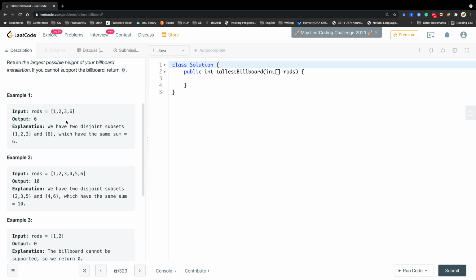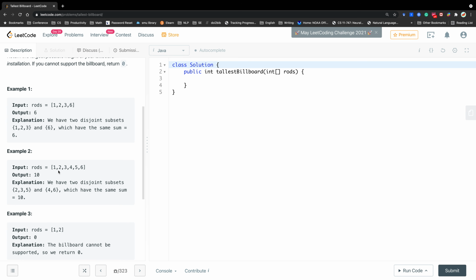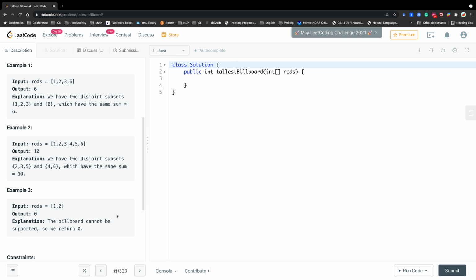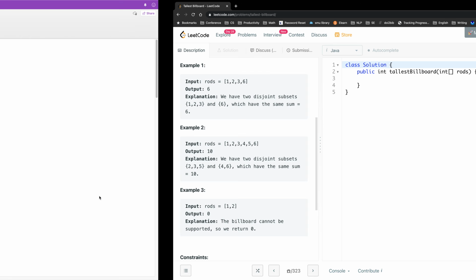So let's see these three examples. In this example, we can divide it into two sets, and each of them will have the sum 6. So we use all the rods. In this example, we don't use the 1. 2, 3, 5 will be 10, and 4 and 6 will also be 10. For this example, we cannot make it because we only have two rods and they have different lengths, actually heights. So how to solve it?